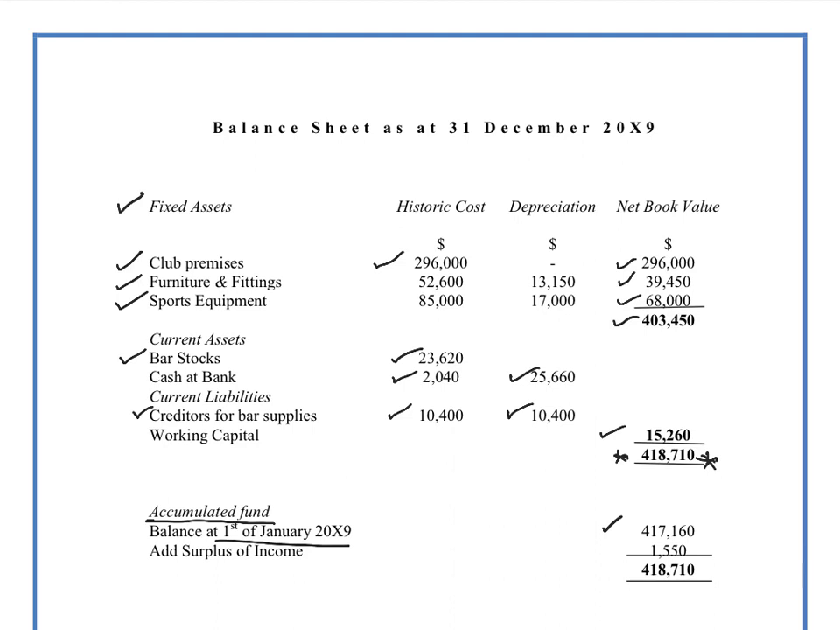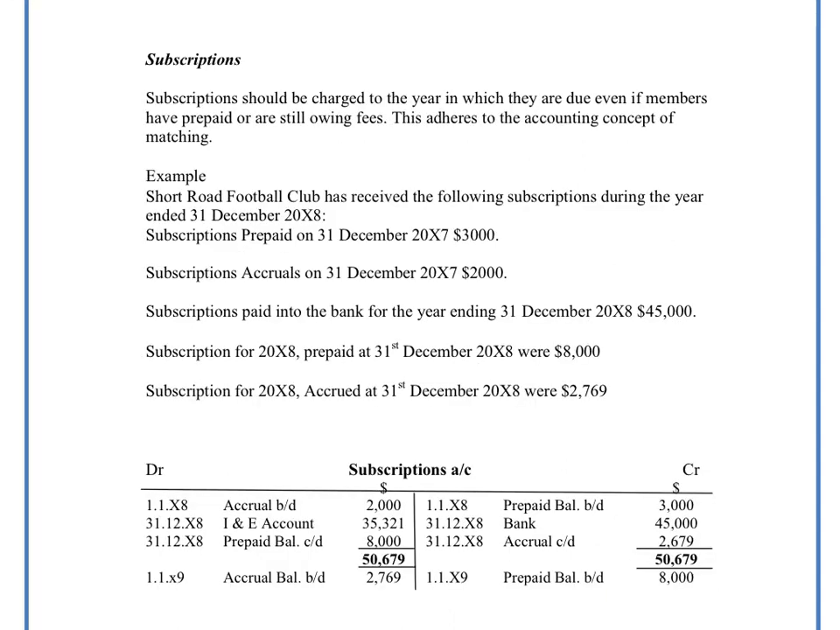for everything. And this year they made a surplus of income over expenditure, the equivalent of a net profit of 1,550, which when you add to the opening balance of accumulated fund gives you the balancing figure of 418,710, which clearly balances with the top half of the balance sheet.